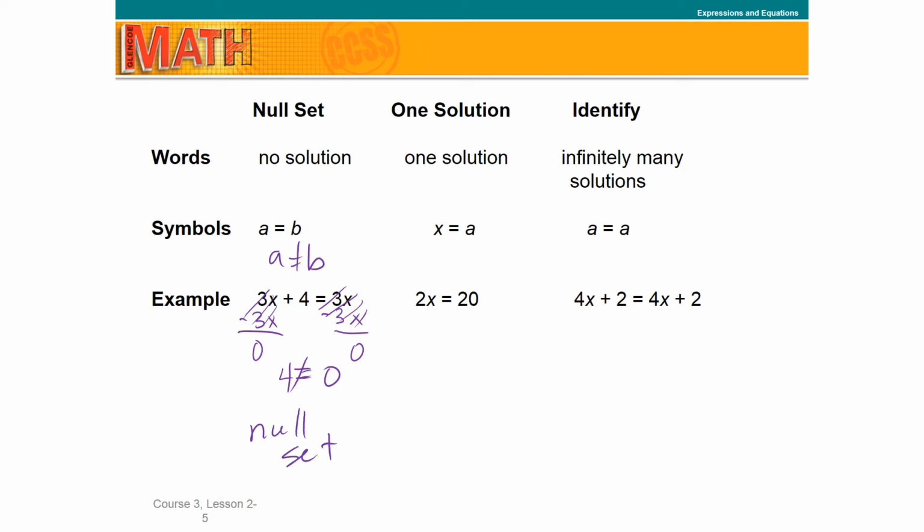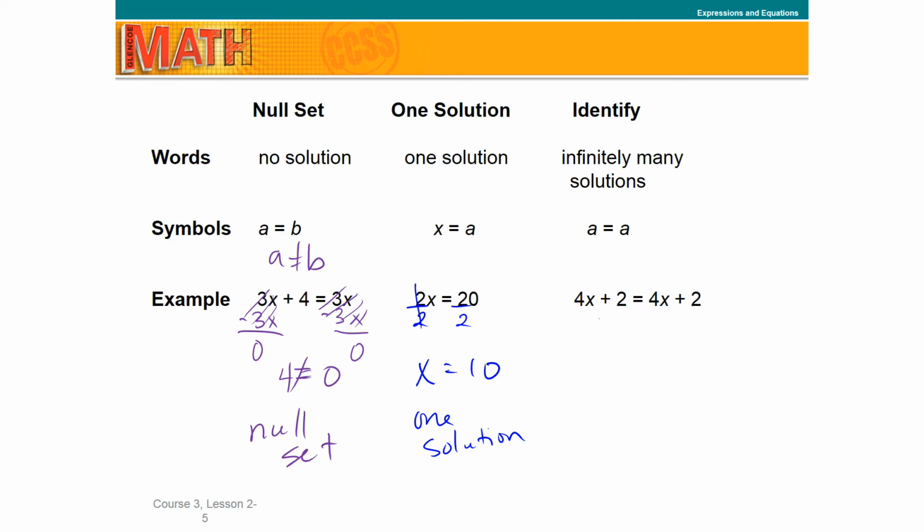In our second example, again, I'm trying to isolate for the variable. So I divide by 2. 2 divided by 2 is 1. So I'm left with 1x is equal to 10. I end up with one solution. So that's why this would be called one solution.